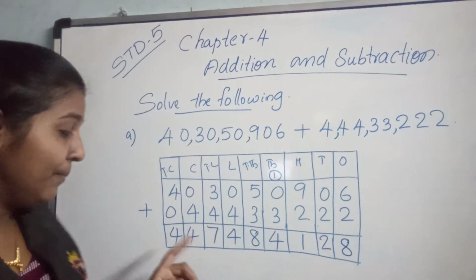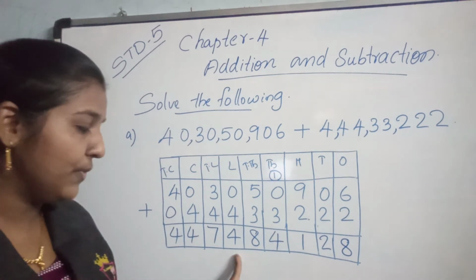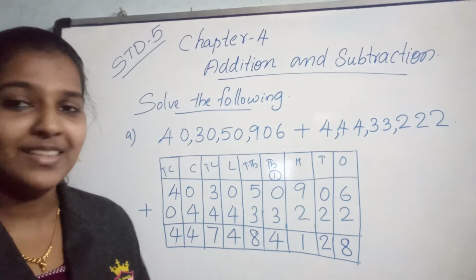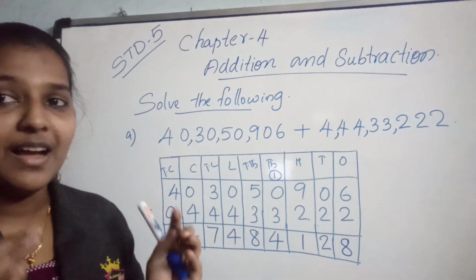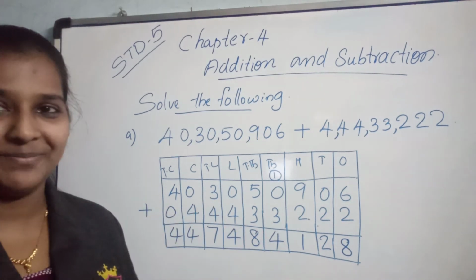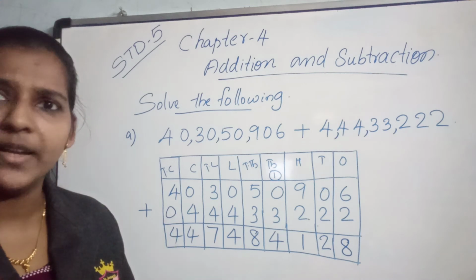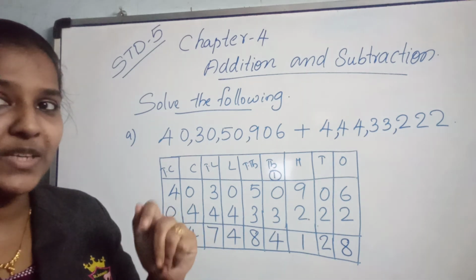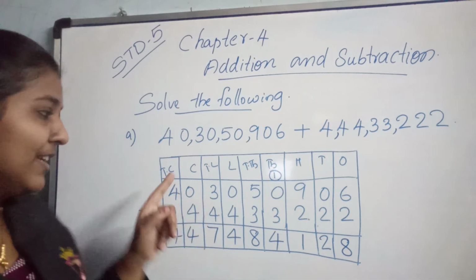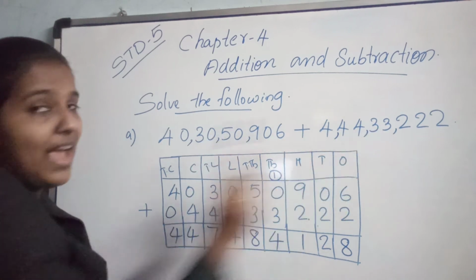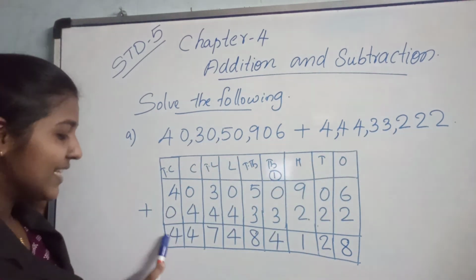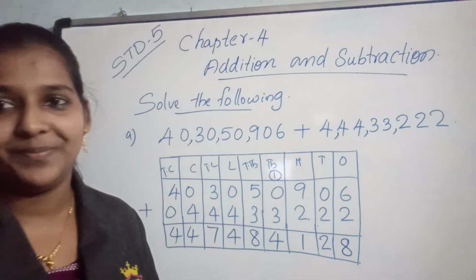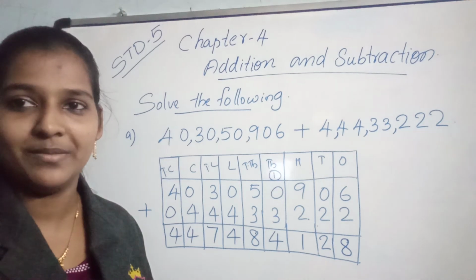So we got the answer 44 crore 74 lakh 84,128. Clear, children? This way you can answer the addition questions with large numbers. Clear, children? Okay. And one more thing, can you tell me which are the add-ins here? Yes, the numbers which we are adding are called add-ins. So these two are the add-ins. And what is the sum? Yes, the answer we got is the sum. Clear, children?